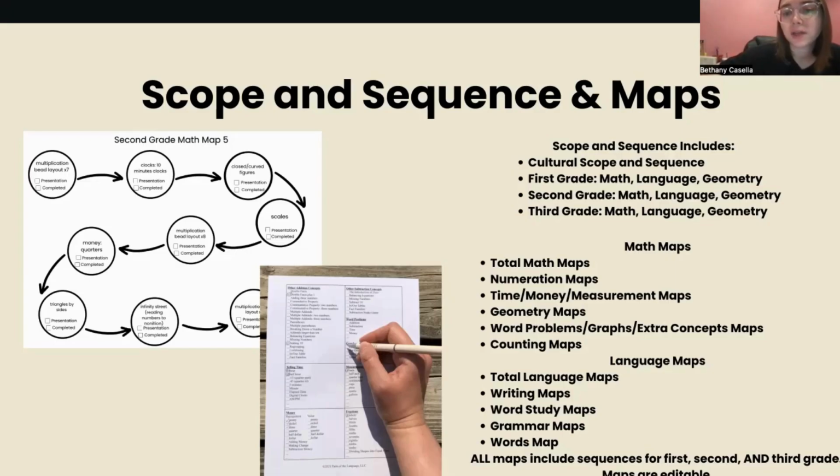And then for the language maps, we have the total language map, which combines all of them. And then the writing, word study, grammar, and then the words map, which goes through all the different vowel sounds, blends, and then the vowel blends as well.